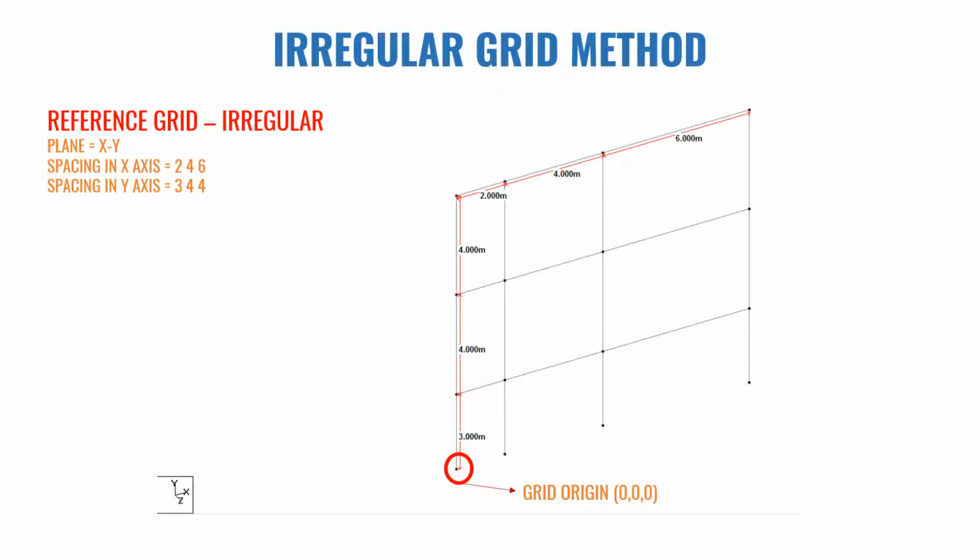Here is an example. Here you can see the columns and beams have different spacings. In the x-axis you can see the spacing between two columns is 2 meter, 4 meter and 6 meter. And in the y-axis it is 3 meter, 4 meter and 4 meter. And here is the grid origin, that is x is 0, y is 0 and z is 0. So let's see how to create this structure using the irregular grid method.